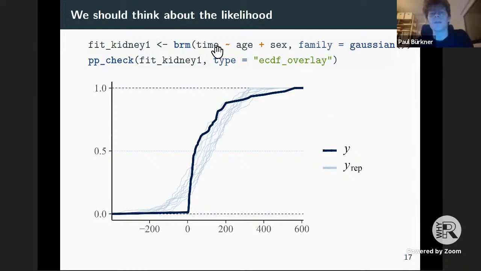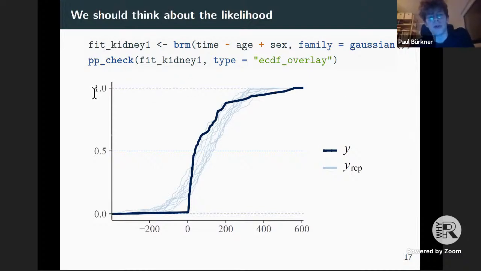It's the kidney data set. So we're predicting the time until reinfection with a kidney disease, and we're predicting it by age and sex of the patients. And let's assume we didn't think about how this time variable would be distributed, and we just assumed it has a Gaussian distribution, that is, it has a Gaussian likelihood. Of course, it doesn't really make sense because time until reinfection can only be positive. But the Gaussian, the normal distribution, doesn't know that. So we may run into trouble, which is indeed what happens.